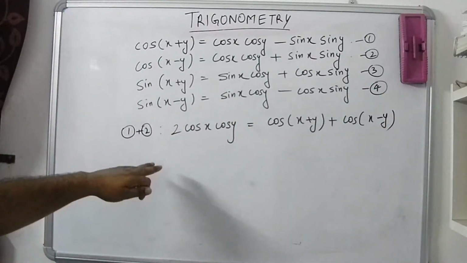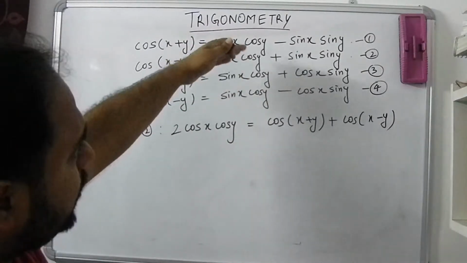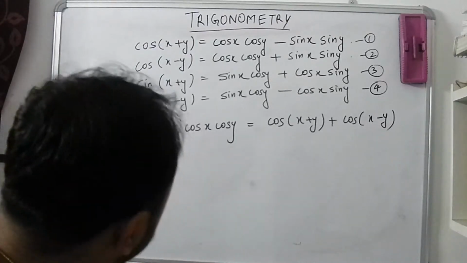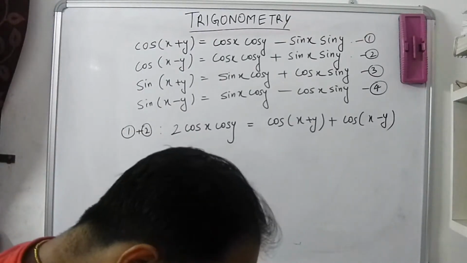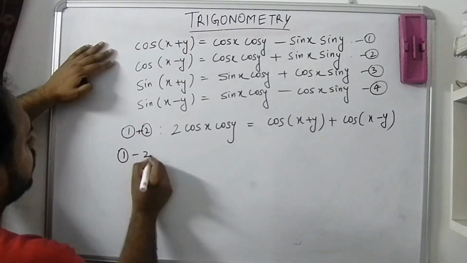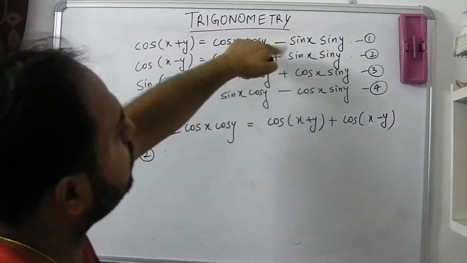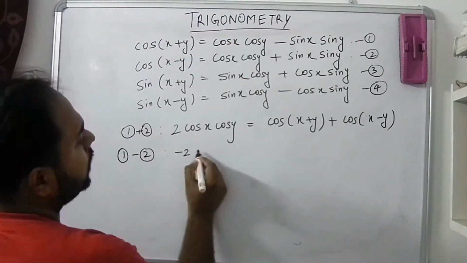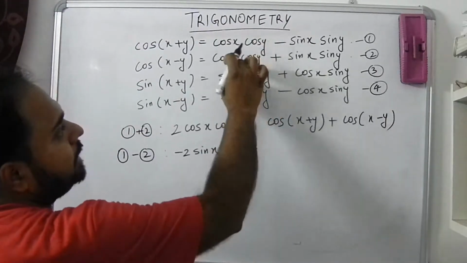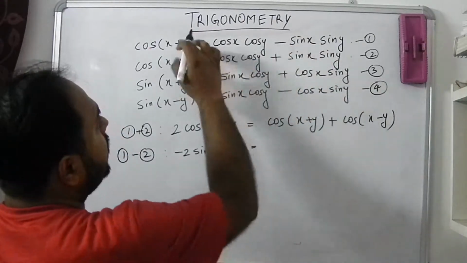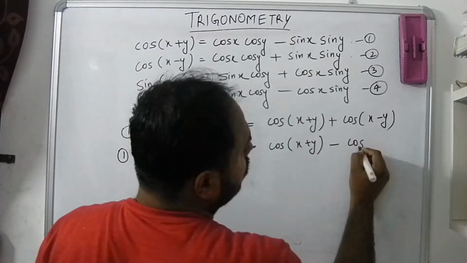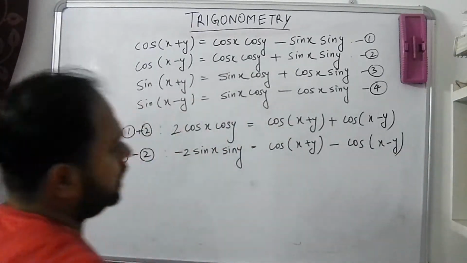On the other hand, we can subtract. Which equation can we subtract? Shall we do 1 minus 2? We can do 2 minus 1, but let's do 1 minus 2. So this cancels, but this becomes minus 2 sin x sin y. This minus this is nothing but cos of x plus y minus cos of x minus y. This is another expansion.